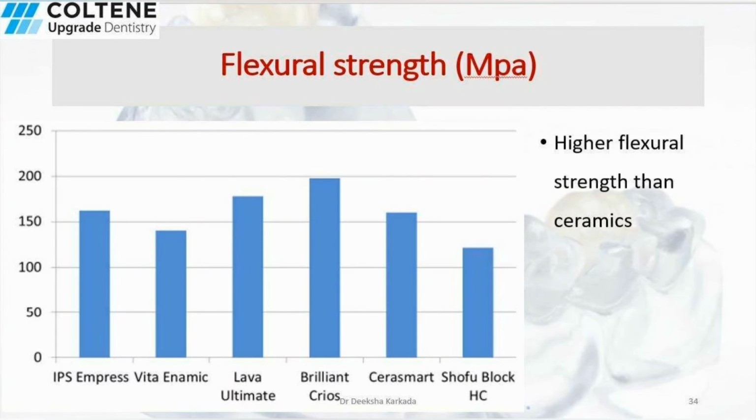Compared with ceramics and polymer infiltrated ceramics, composites have a lower modulus of elasticity and therefore they dampen chewing forces far better. Patients often perceive a composite restoration as being less hard than a ceramic one, so it is less likely to be experienced as a foreign body and promotes chewing comfort. Both Lava Ultimate and Brilliant Crios demonstrate higher flexural strength.